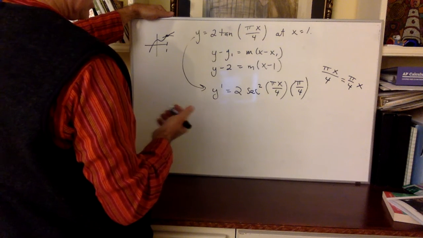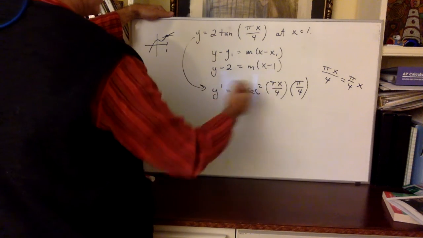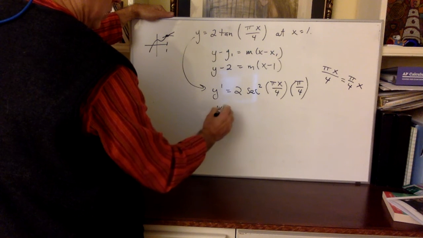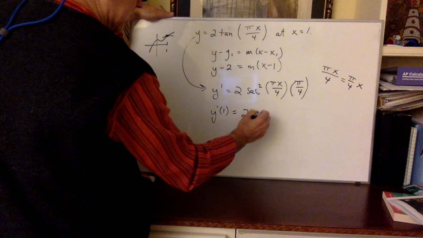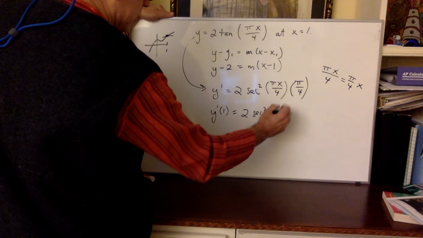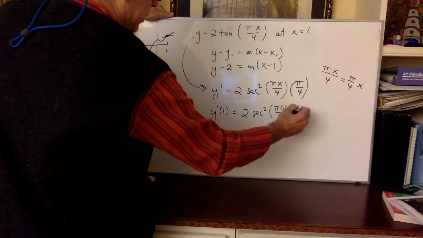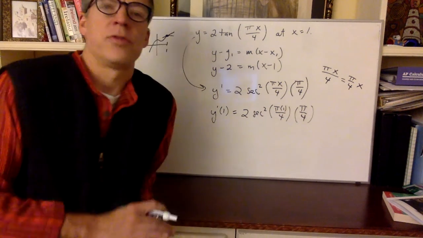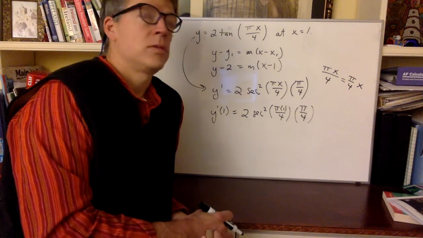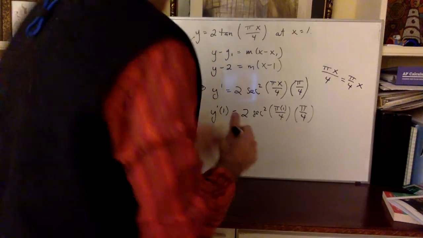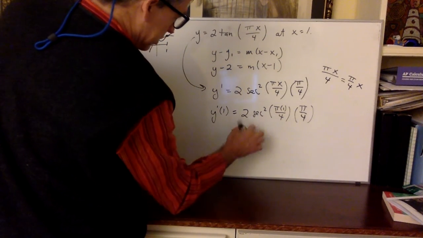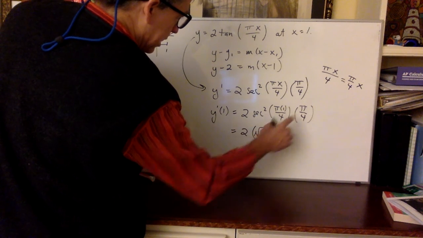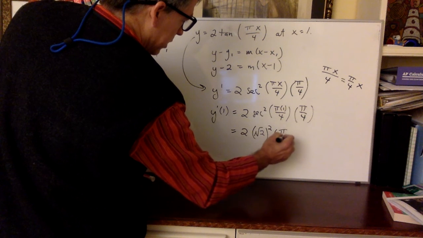Now I need to figure out what the slope is, not at any x, but at that particular x, right, at x equals 1. So y prime of 1 is 2 secant squared of pi times 1 over 4, and then multiplied by pi over 4. Secant of pi over 4, boy oh boy, what is that? Square root 2. Oh wow, this is going to be nice then, because check it out. You're going to get 2, then this is just the square root of 2, but guess what? It's squared, and then times pi over 4.